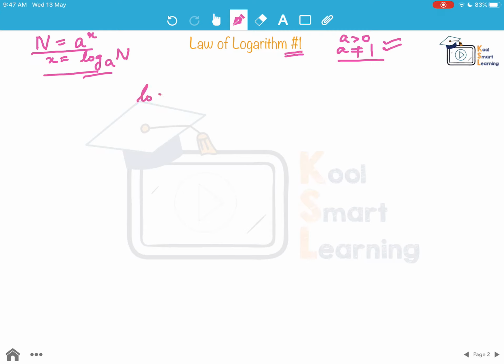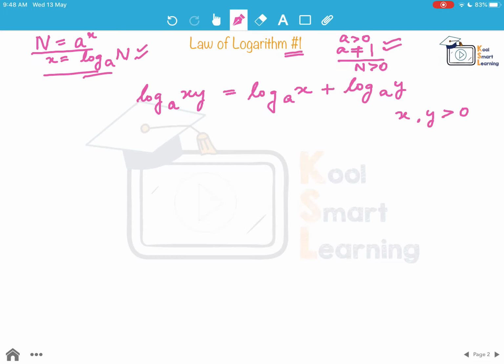The first one says, if we have to find log of xy to the base a, this is given as, this is equal to log of x to the base a plus log of y to the base a. And this is possible when x and y are both greater than 0, because as we said in definition, n should be positive real. So same would be true here. Instead of n, we are using log of xy to the base a. So here both x and y should be positive real.